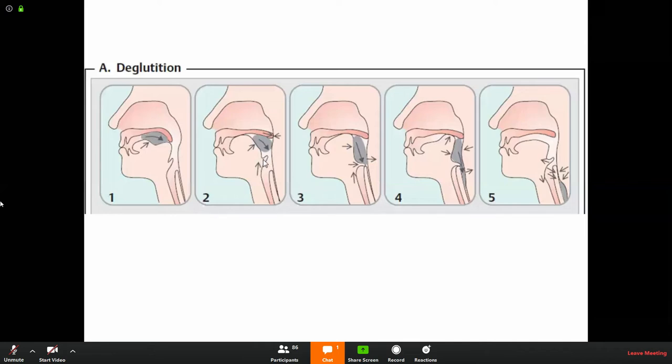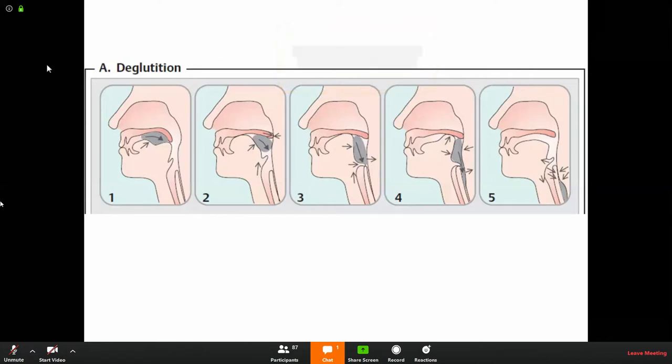The epiglottis swings backward towards the opening of the trachea. This is the epiglottis, and it swings backwards towards the opening of the trachea so that there is no entry of food towards the trachea. During this phase there is deglutition apnea, and respiration stops in whichever phase it is.